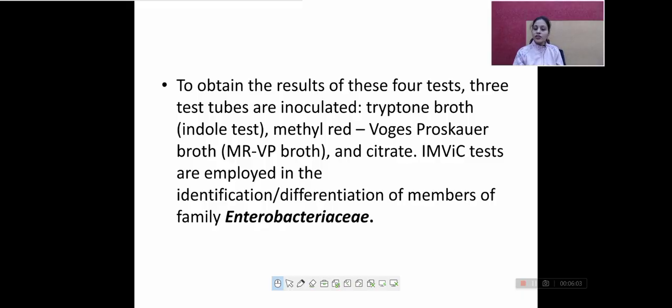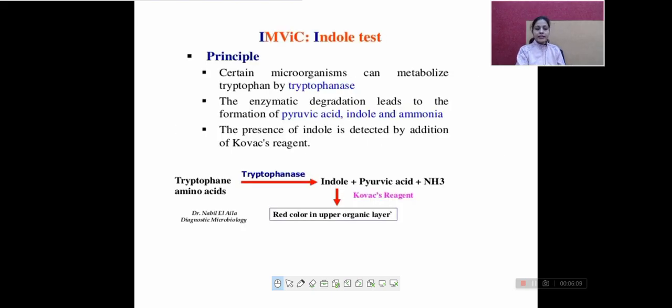So first, the indole test. What is the principle of the indole test? Certain microorganisms can metabolize tryptophan by tryptophanase. This is the enzyme. The enzymatic degradation leads to the formation of pyruvic acid, indole, and ammonia.